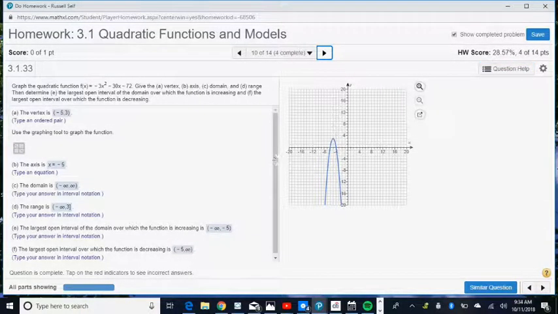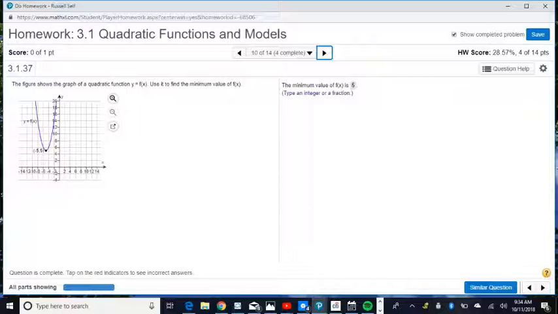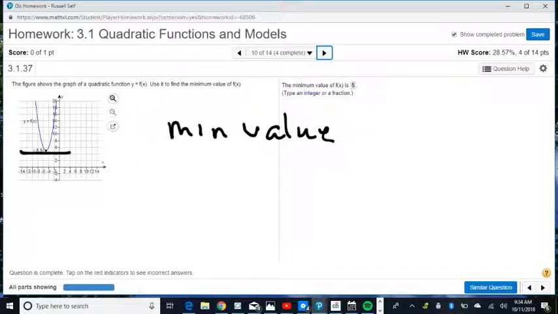Let's see what's next. Number 10. The figure shows the graph of the quadratic function. Use it to find the minimum value of f of x. Well, look at the graph, and you'll see that the graph bottoms out right there. Okay? So the minimum value is simply the bottom of the graph.